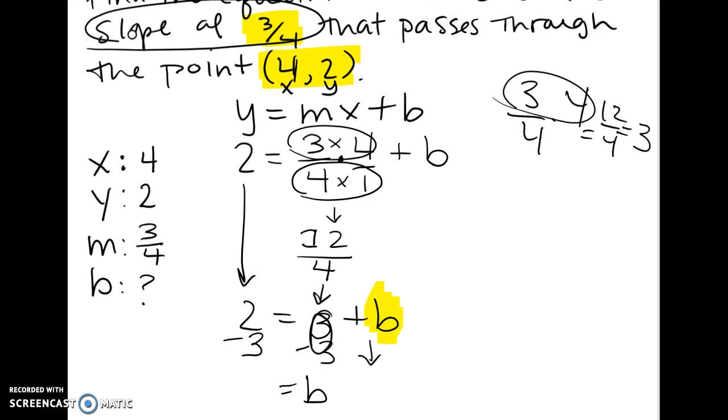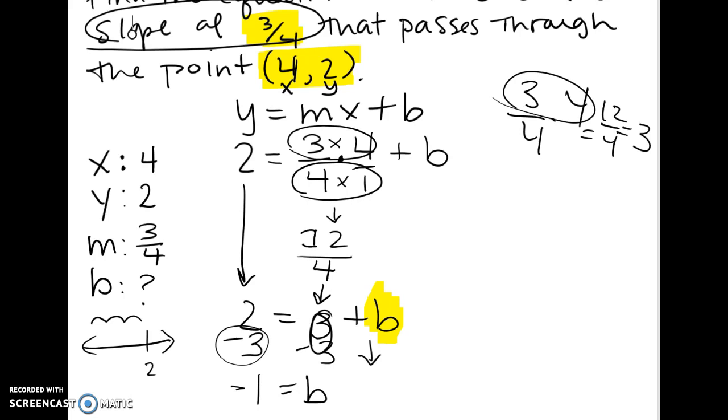2 minus 3, if we think about a number line, I'm at 2, and I'm going to be moving in a negative direction. This is the same as finding the difference between 2 and 3, which is 1, and taking the sign of the larger number, which was a negative 3. So b is negative 1.